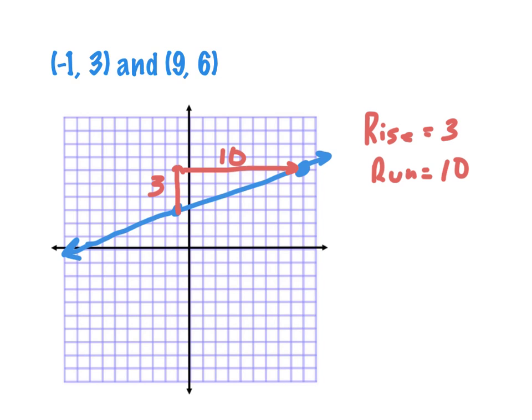We get a rise over run, and so that means the slope is 3/10. So yay, we had it right.